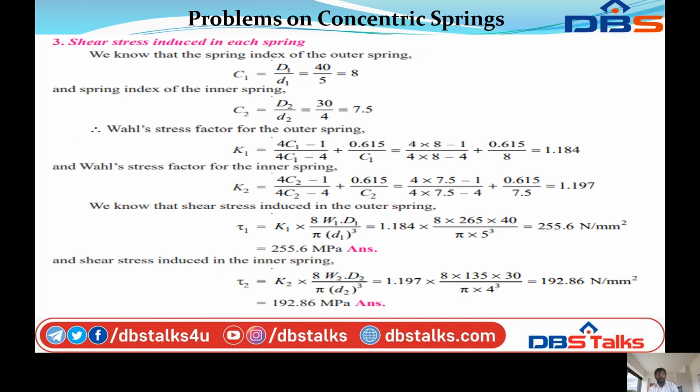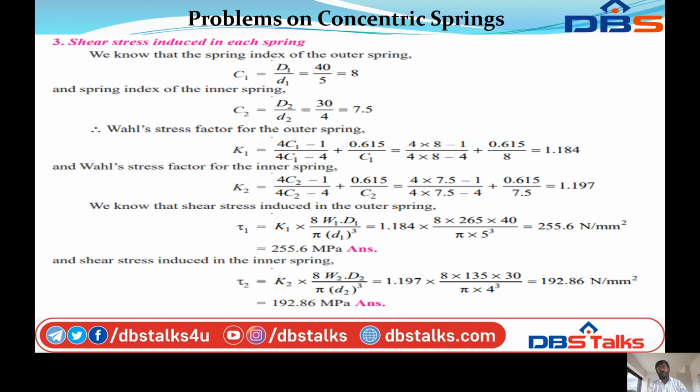Next we are going to calculate the shear stresses induced in each spring. We know that the spring index of the outer spring, C1, is equal to capital D1 by small d1, that is equal to 40 by 5, that is equal to 8, and the spring index of the inner spring, C2, is equal to capital D2 by small d2, that is equal to 30 by 4, that is equal to 7.5.